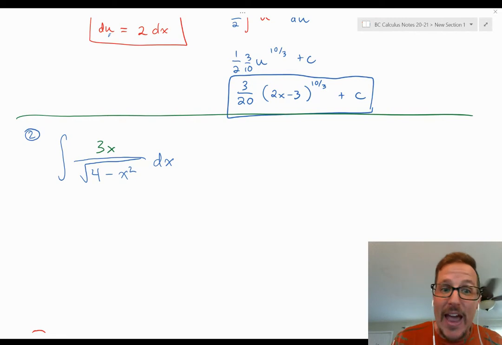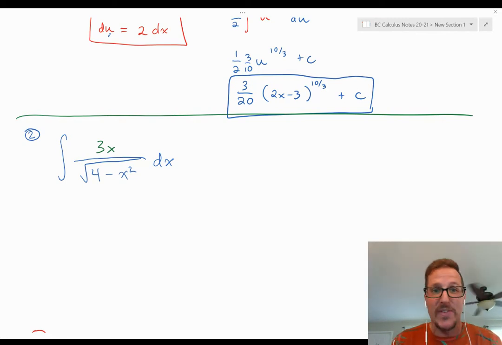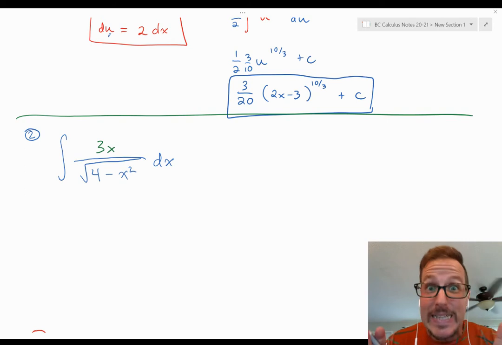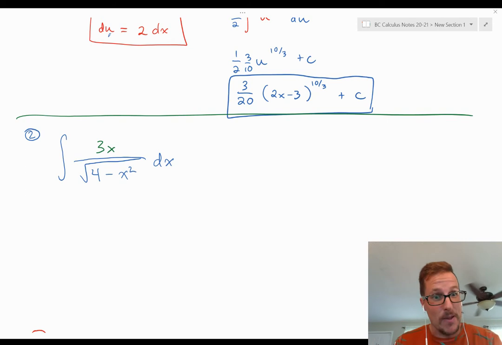You can't factor out x's from definite integrals. You can only factor out constants. The 3 could come out, but certainly not the x. That means this doesn't fit the arc sine pattern. So we need to somehow come up with some substitution that's going to make this thing easier.